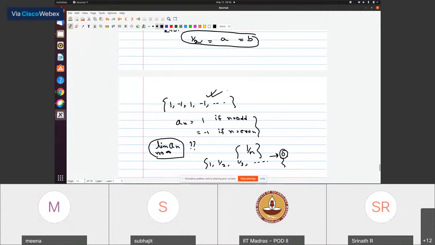Suppose a at 1 lakh is minus 1, but a at 1 lakh 1 is again 1. So there is not a single value to which this functional value converges, right? So these are called oscillatory sequences. Similarly, for cos x, as x tends to infinity, as x increases, cos x does not converge to a single value because cos x is an oscillatory function. Got it?